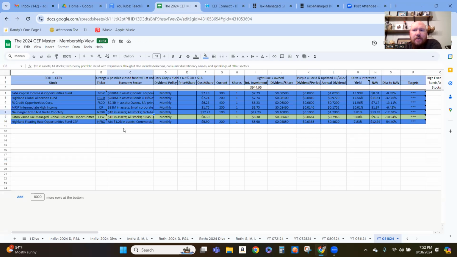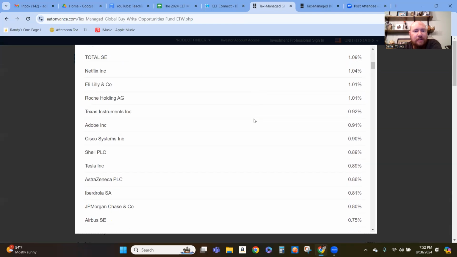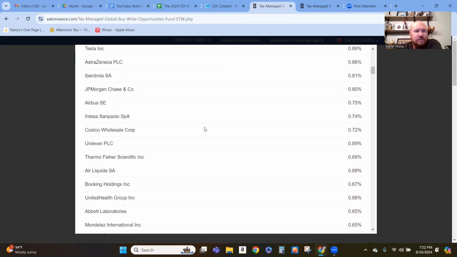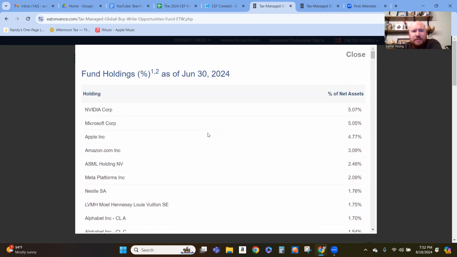This is a direct play on 5G tech. This is more like an indirect play on 5G tech. If we look at their portfolio, every one of these companies is not a straight technology company, but every one of these companies needs technology.